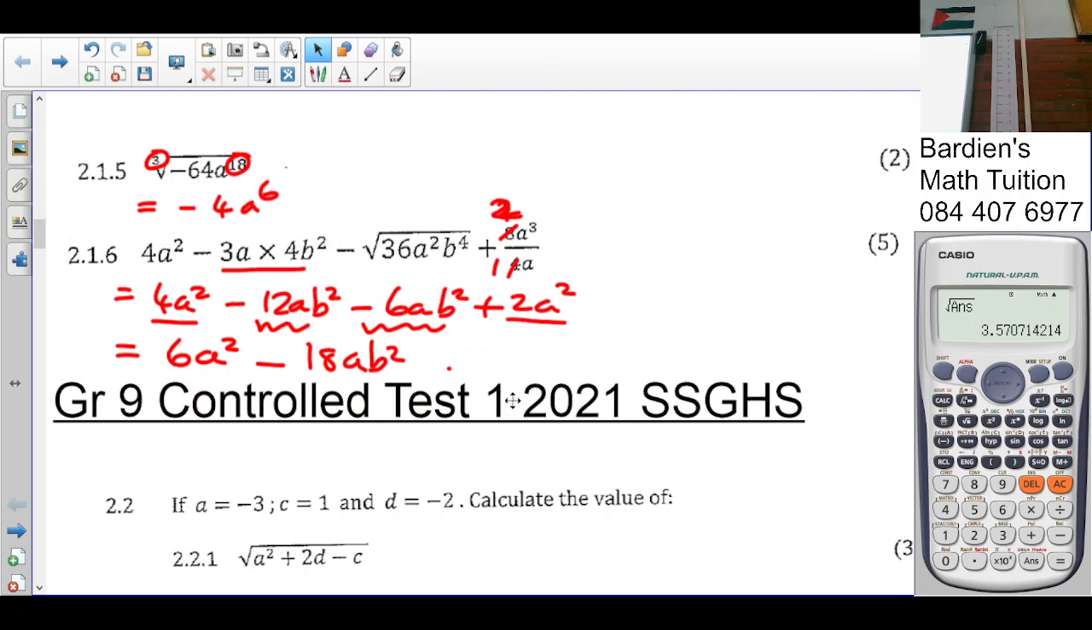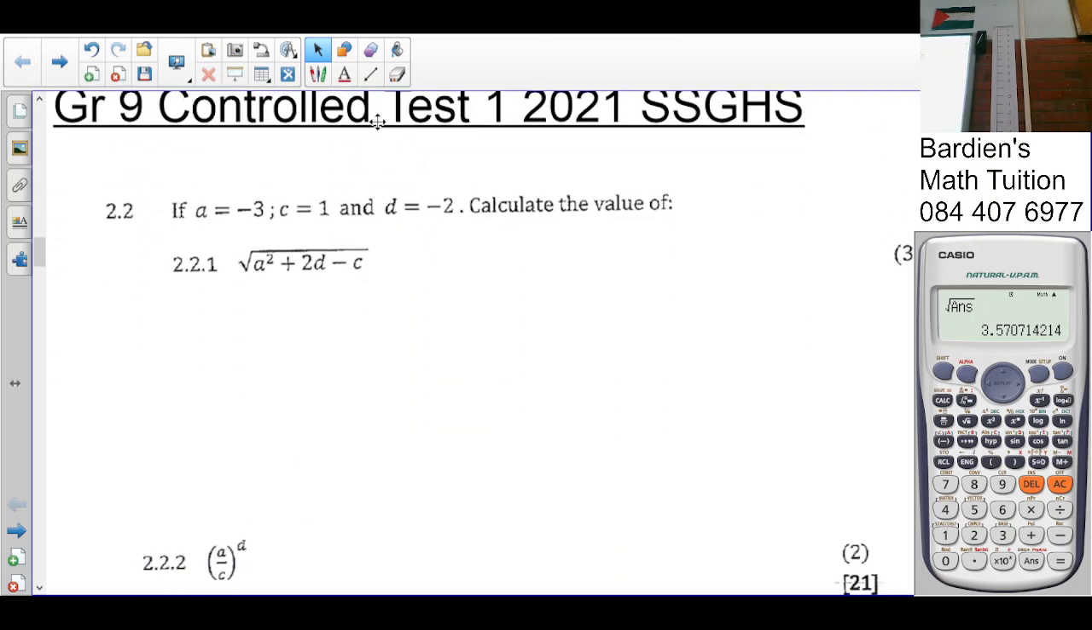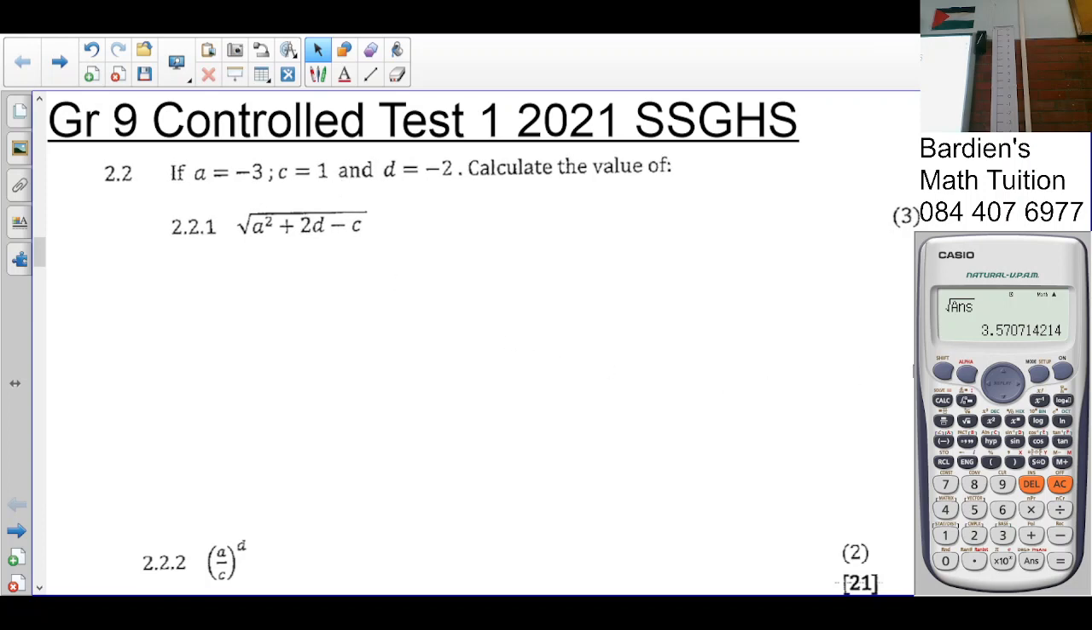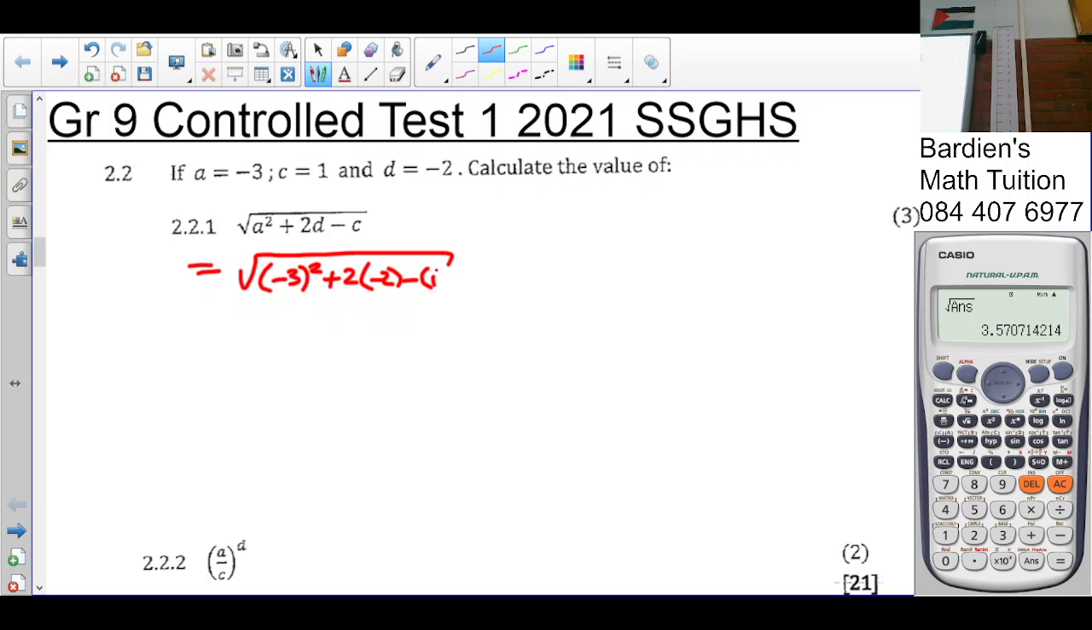Let's carry on. The next one: if a is equal to negative 3 and c is 1 and d is negative 2, determine the value of the square root. What is a? Negative 3 squared plus 2 times d, which is negative 2, minus c. The square root of, what's negative 3 squared? 9 minus 4 minus 1. What's 9 minus 4? And 5 minus 1? The square root of 4 is?